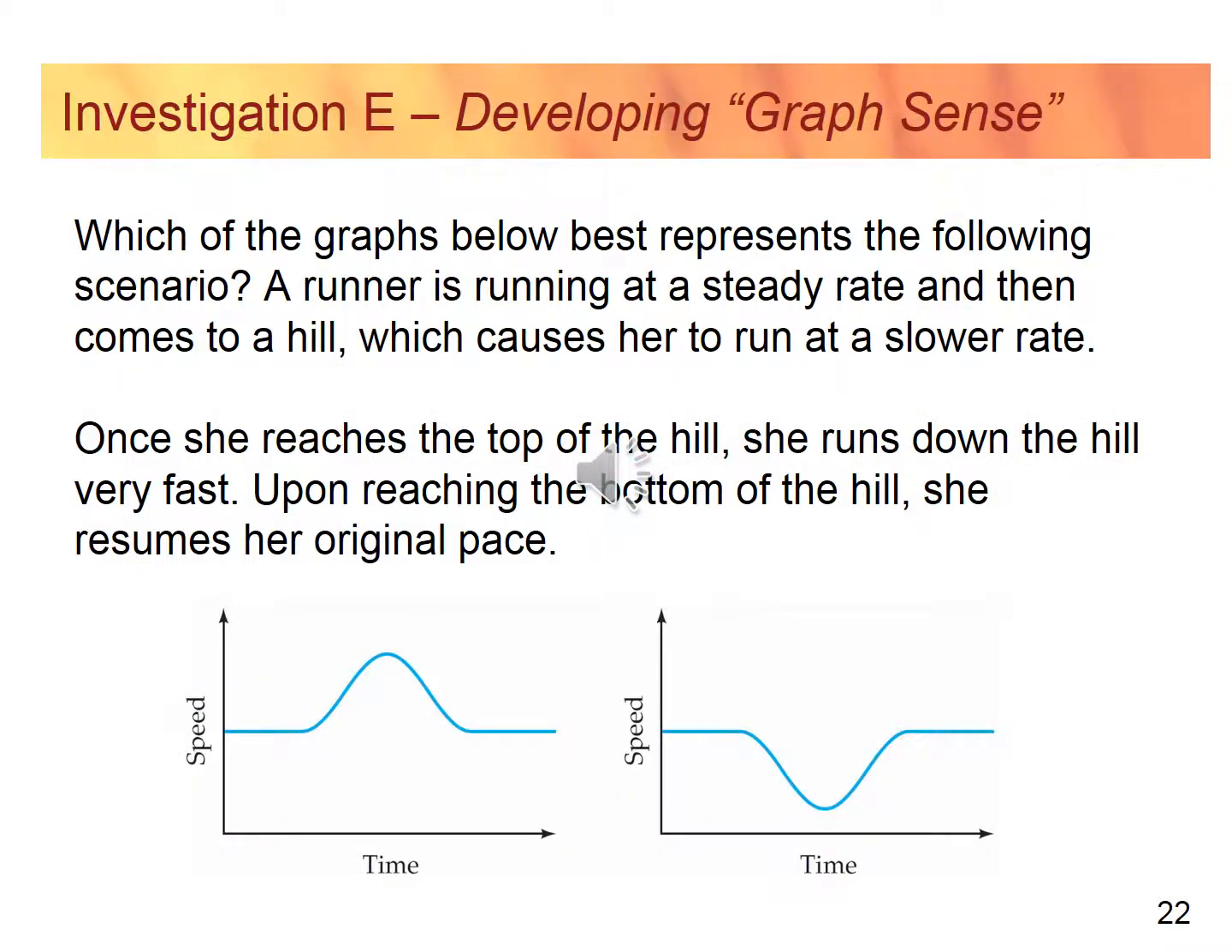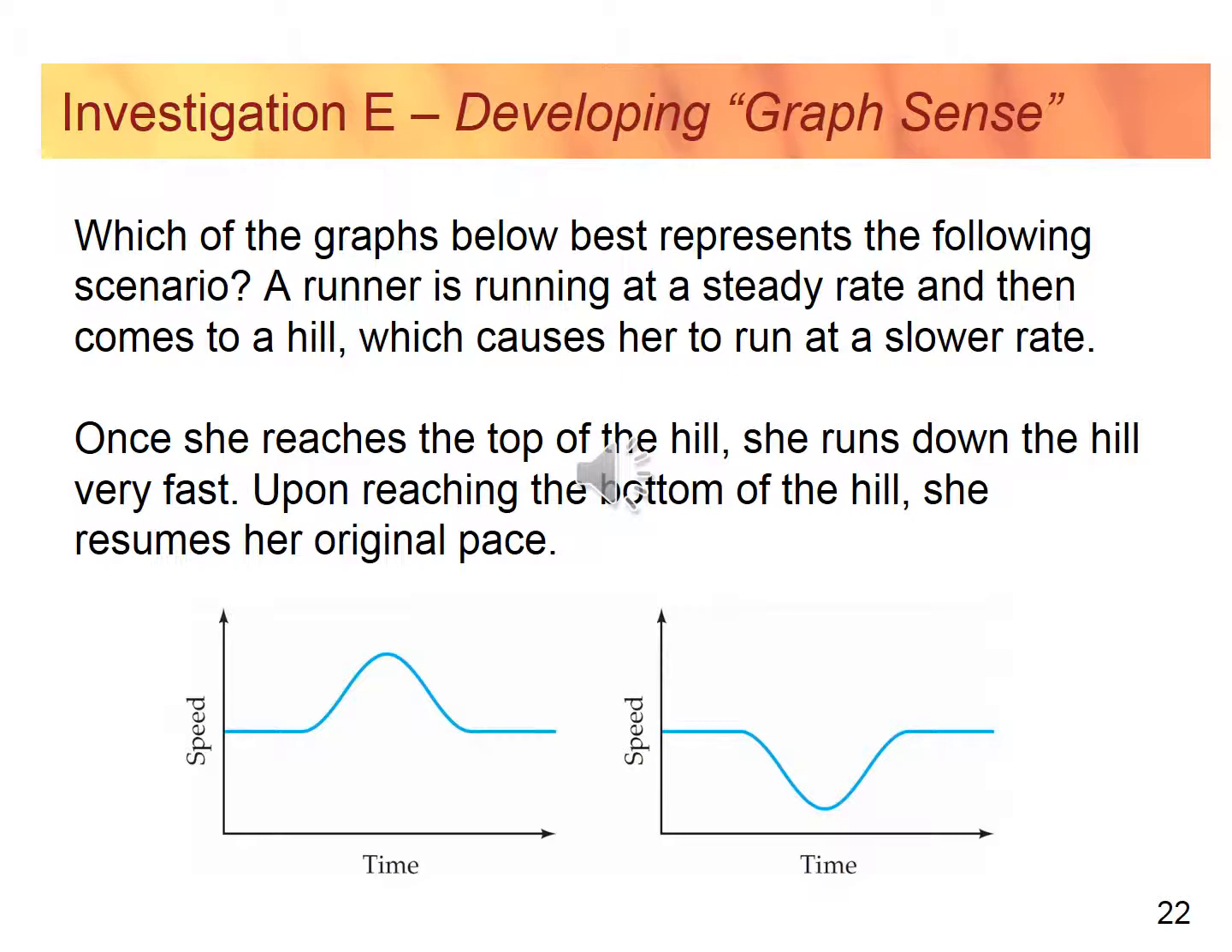A runner is running at a steady rate and then comes to a hill, which causes her to run at a slower rate. Once she reaches the hill, she runs down very fast. Upon reaching the bottom, she resumes her original pace. What do you think?